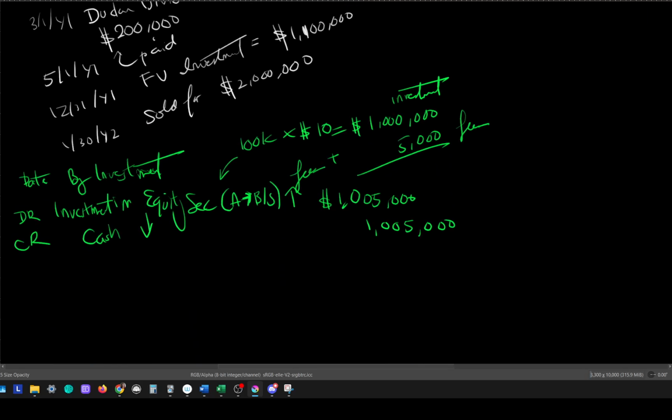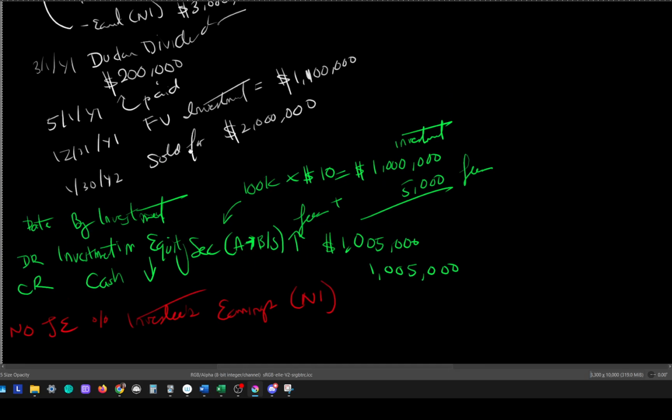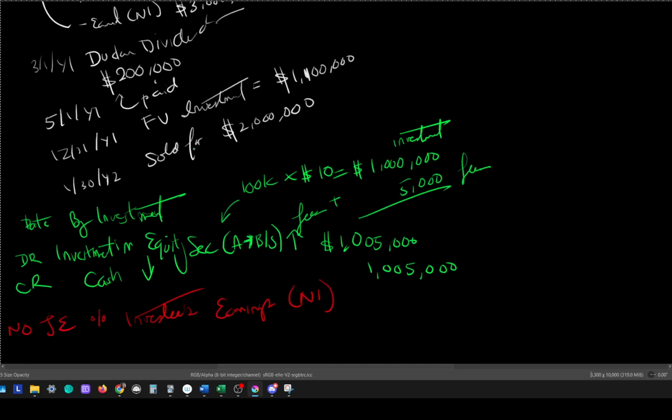There is no JE for your percent of the investee's earnings, aka their net income. All right. Under the fair value through net income method, the investee's earnings do not get a journal entry of their own. You do not record it.